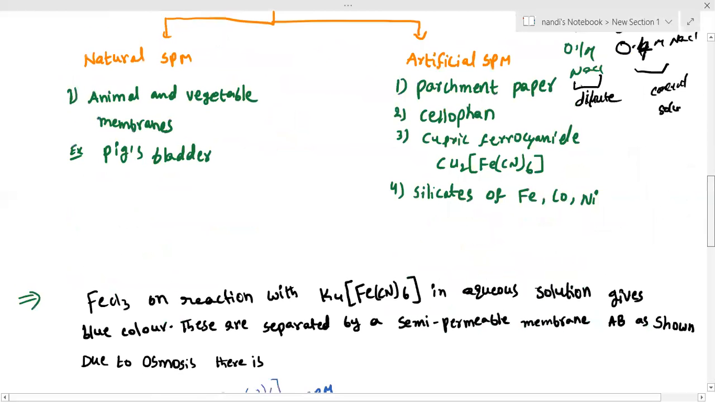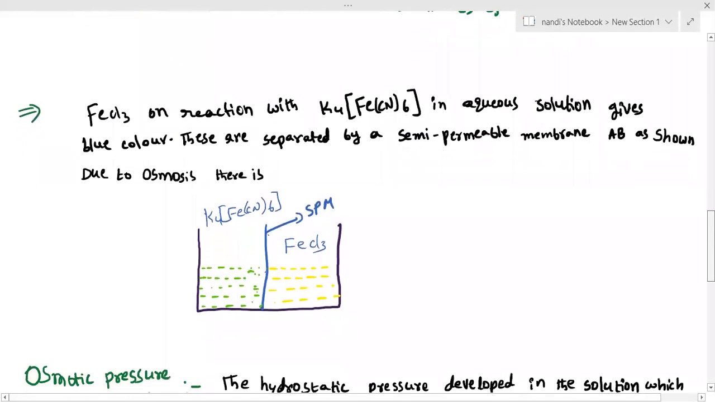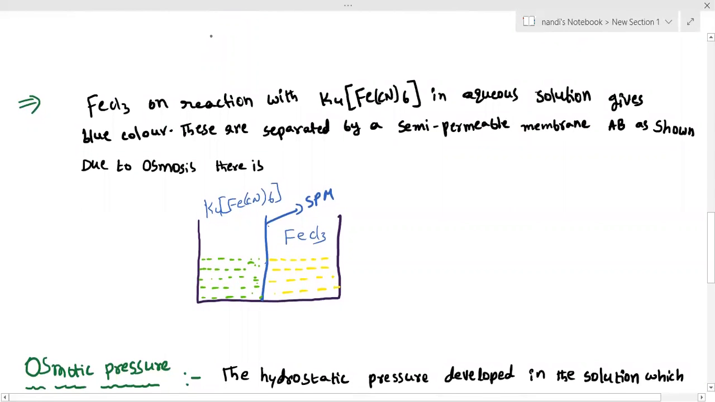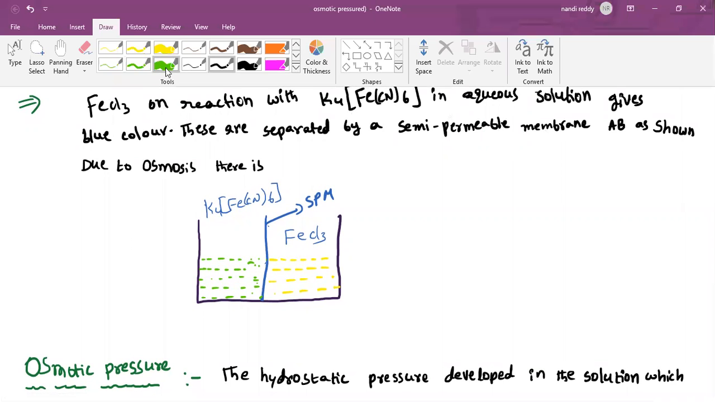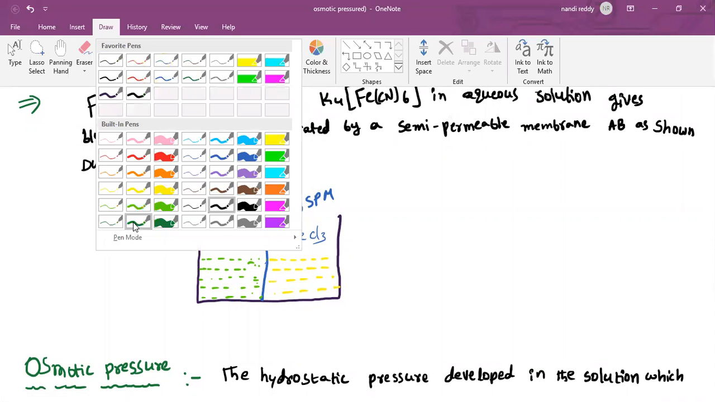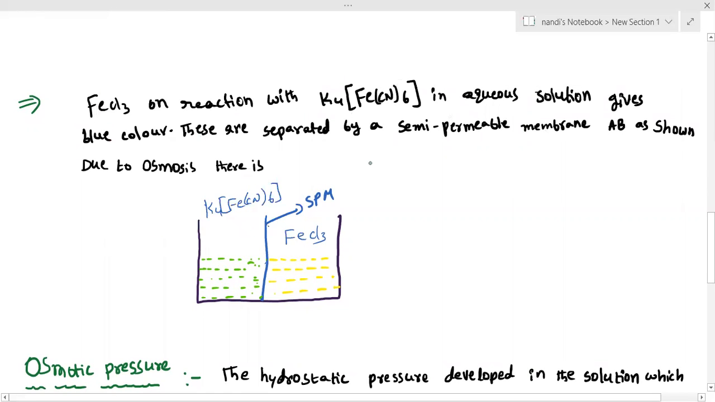Next, this is one question we have given. You can check it. FeCl3 on reaction with K4[Fe(CN)6] in aqueous solution gives blue color. You can read and try to solve this question. These are separated by a semi-permeable membrane. Below they are showing that in a diagram. So here the question is, in which compartment will we get blue color? Clear? Assume I'm giving concentrations also.